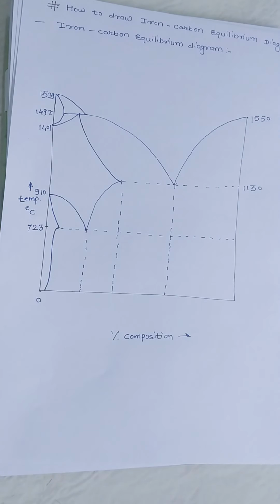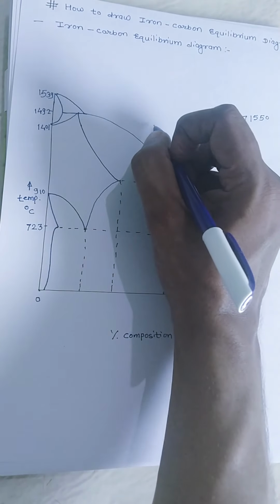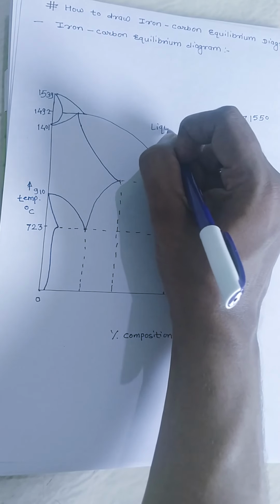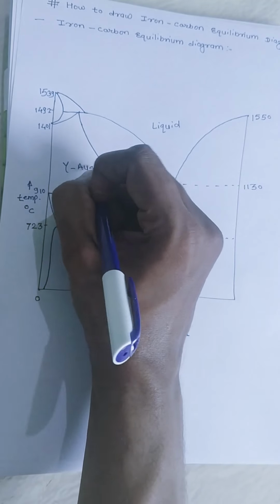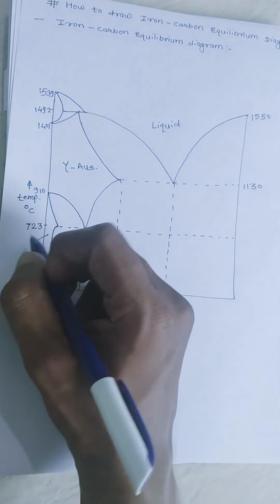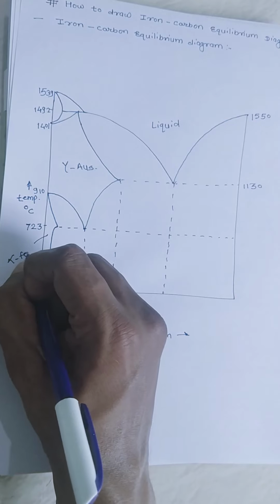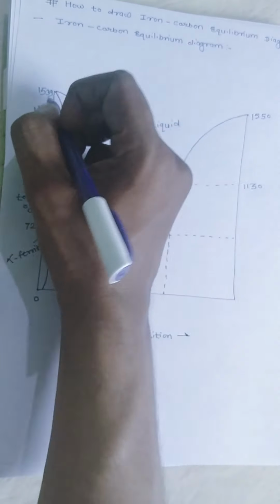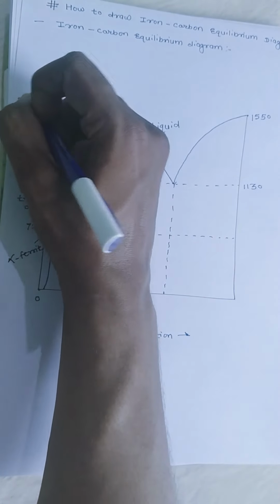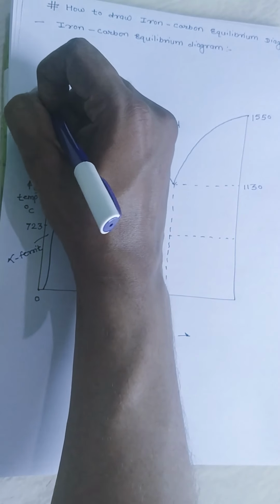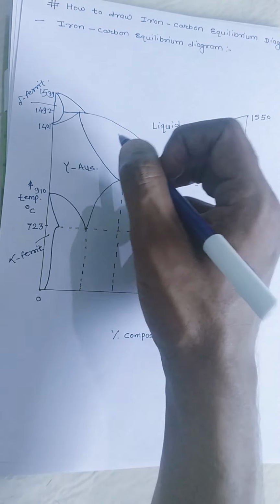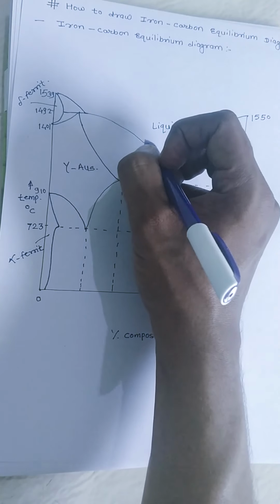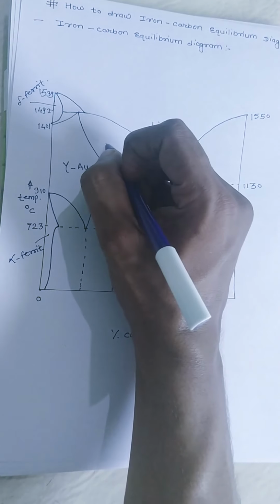Okay. First of all, we denote certain regions. This is liquid. This is gamma austenite. This is alpha ferrite. Here delta ferrite. Okay. In this region is liquid, bounded by this liquidus line, and this is the solidus line.